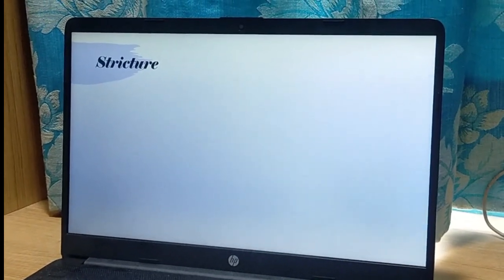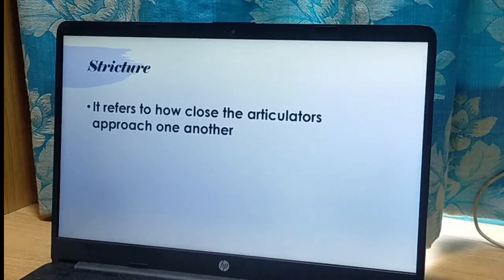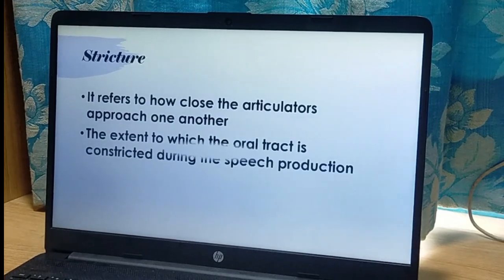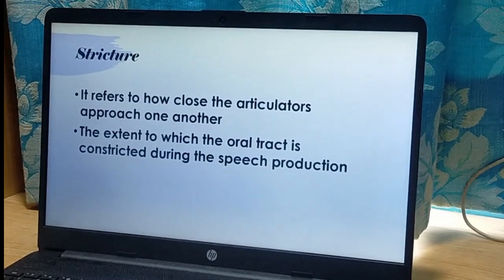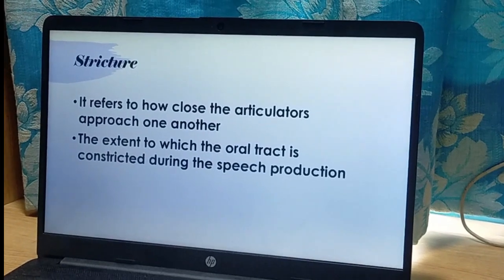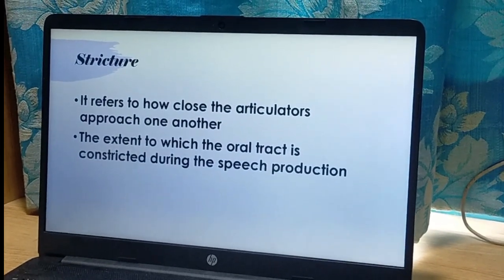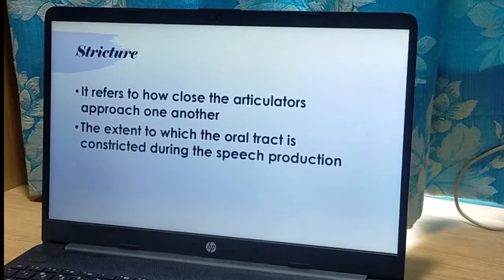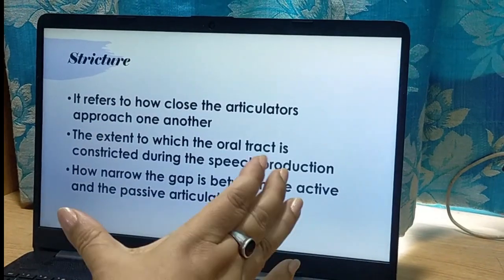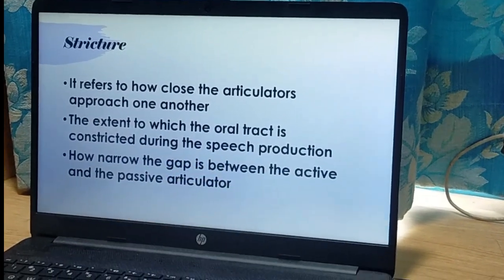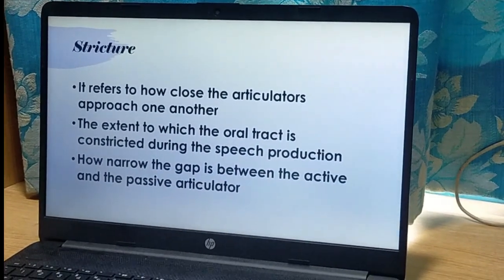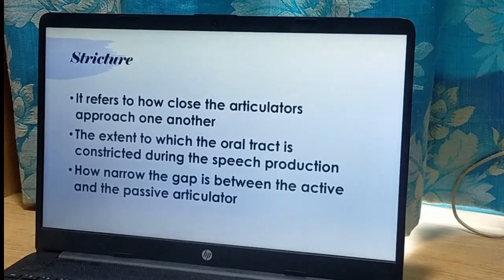And we also talked a lot about the stricture. What is the stricture? It refers to how close the articulators approach one another. Secondly, the extent to which the oral tract is constricted during speech production is known as stricture. That is, constricted means how close the articulators come together, and hence the passage of air becomes small or large. How narrow the gap is between the active and the passive articulator is also a concept related to stricture.